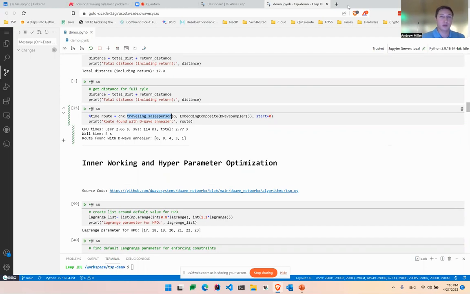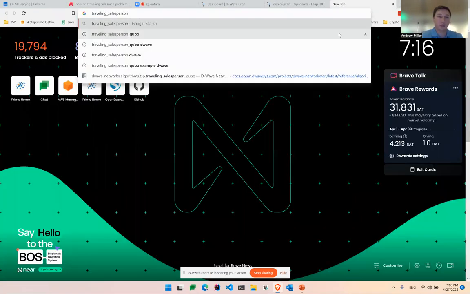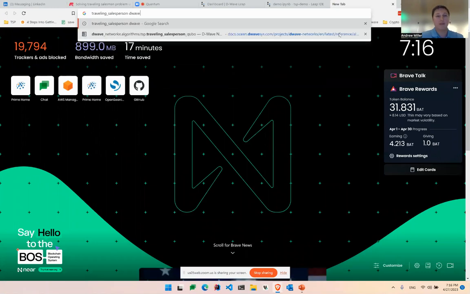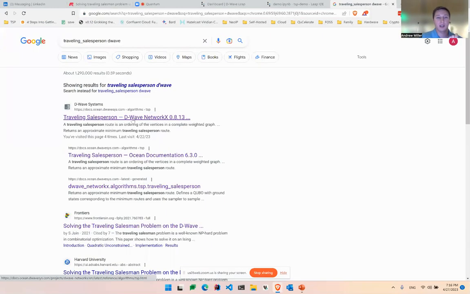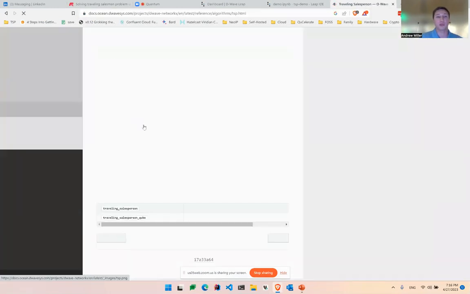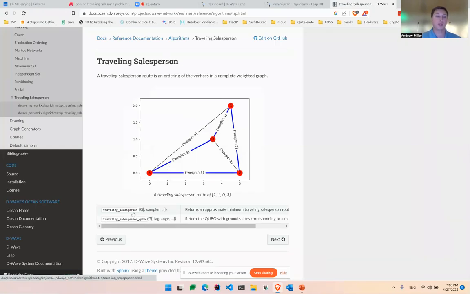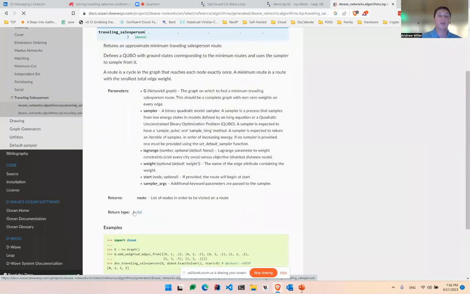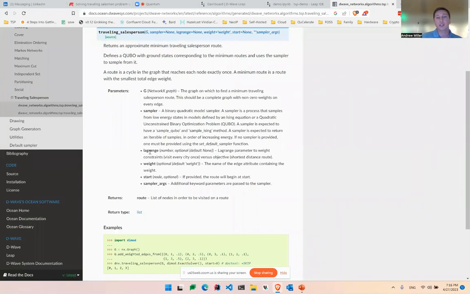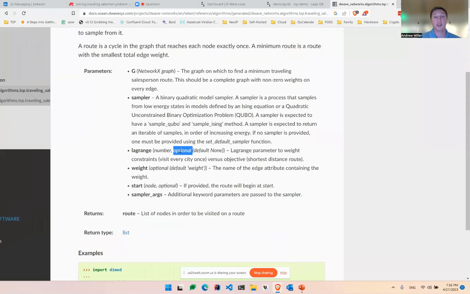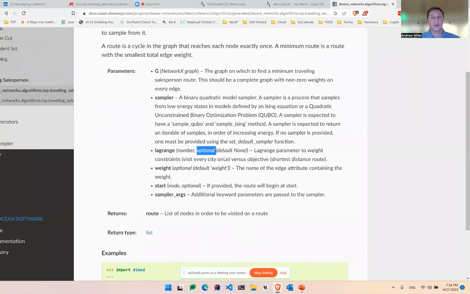So if you look up traveling salesperson DWave, you will get their developer portal with the description of the API. And in here, you'll see that Lagrange is actually an optional parameter. So you can provide it, but you don't have to. And they're basically weights. And I think the reason why they use the term weight is because, like I said, it's not necessarily distance.